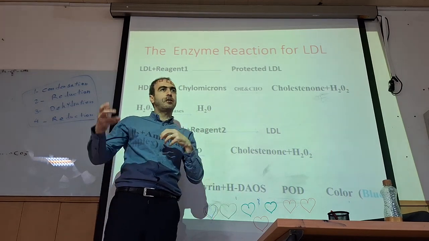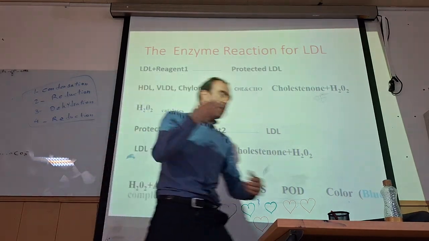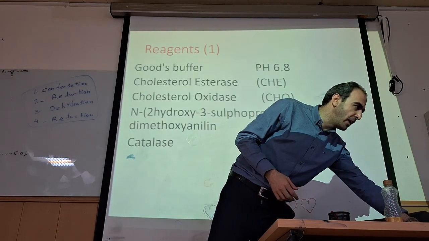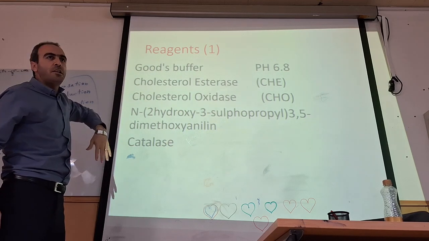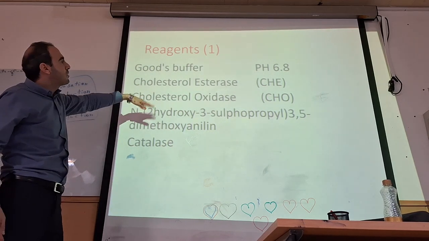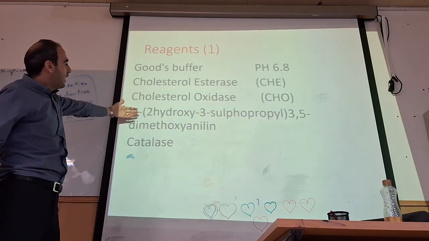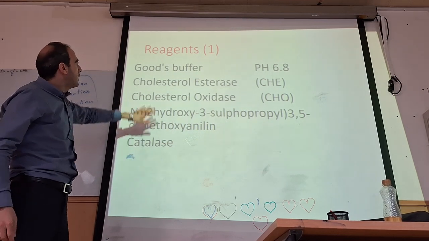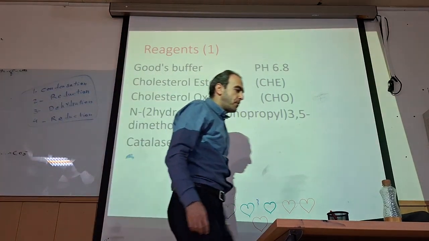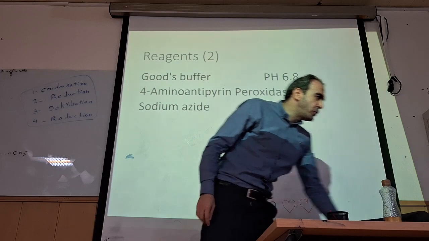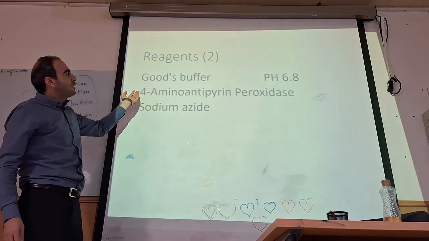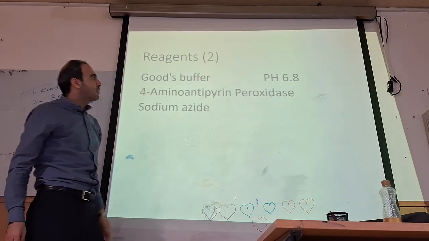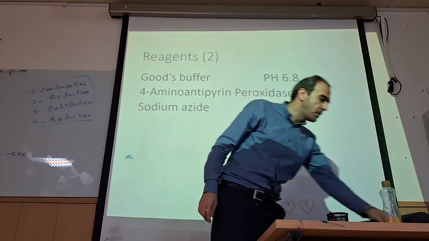So we need a standard, and we need our sample. Again, like spectrophotometry, we also have a blank. Reagent number 1 contains cholesterol oxidase, cholesterol esterase, catalase, and buffers. Reagent number 2 again contains buffer, amino antipyrin, peroxidase, and sodium azide, and the pH is there.